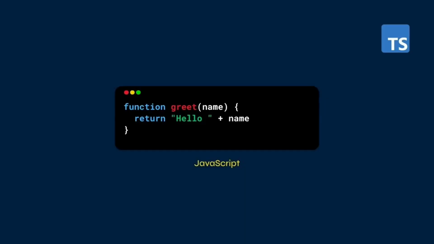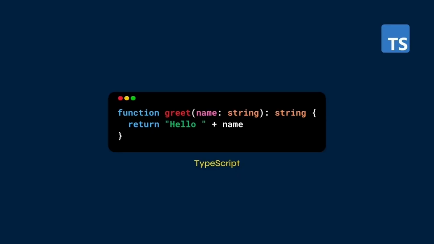For example, take this function. This is a simple function to greet a user that works in TypeScript as well, but TypeScript lets you do something like this. Here, name has a type annotation, a colon string, which means it can only hold text. JavaScript does not understand that, so how does this work? We'll get there in a minute.